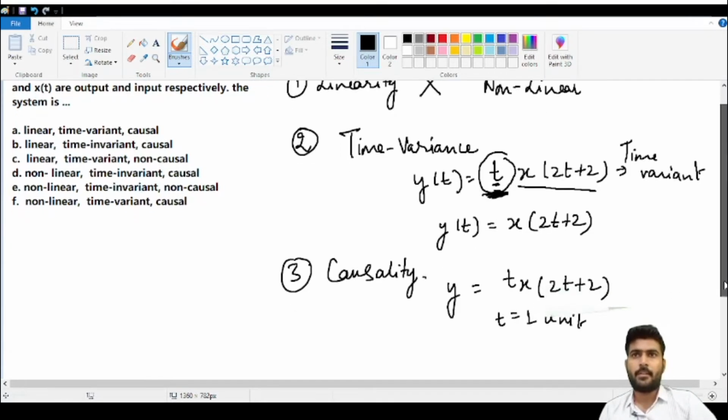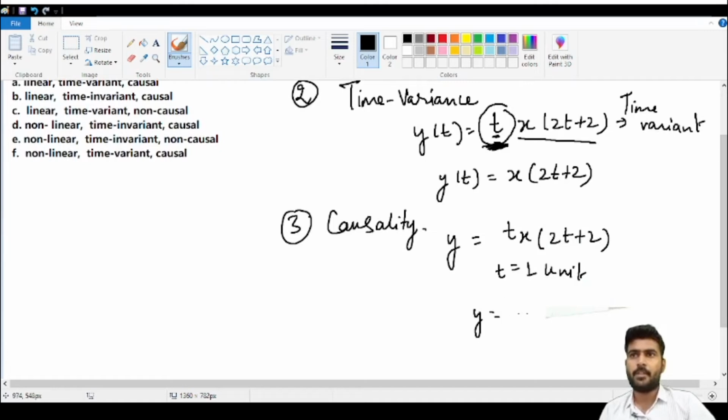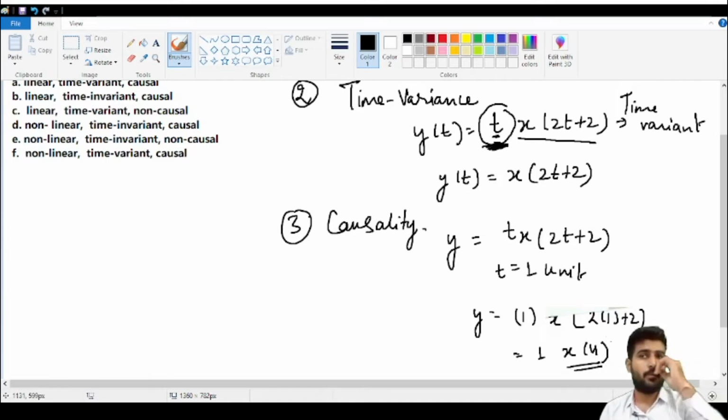So for that we have to write y is equal to 1 into x of 2 into 1 plus 2. Now here what we get is x of 4. X of 4 is definitely the future input, because at time t is equal to 1, t is equal to 4 will be a future value. So we can say that it is basically a non-causal system. So let's see which option satisfies our non-causal.